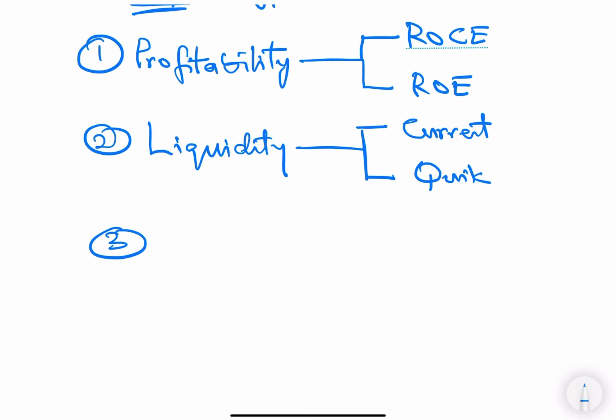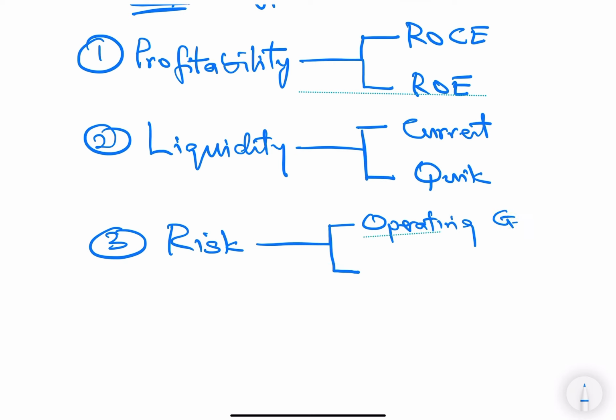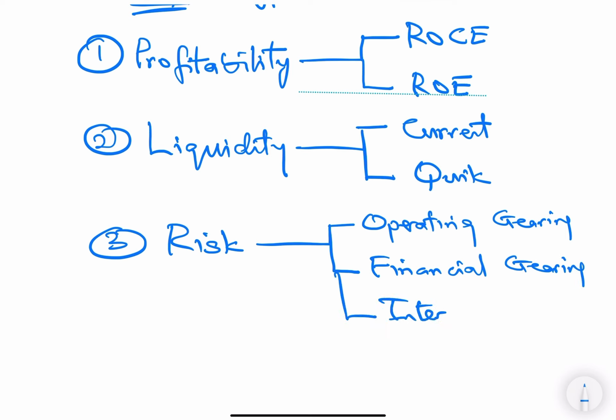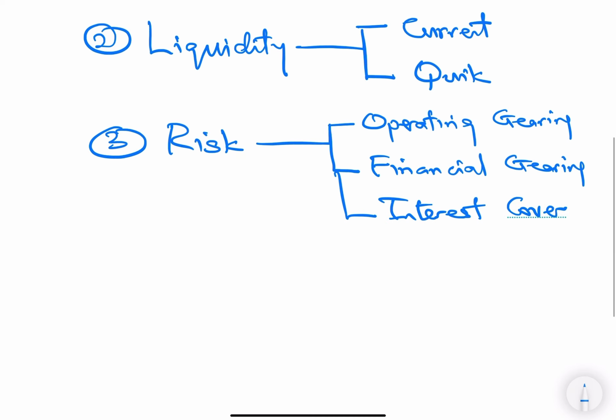The third one is going to be on risk. And here we'll be looking at operating gearing, financial gearing, and interest cover. So these are the 3 ratios we'll be looking at under risk.